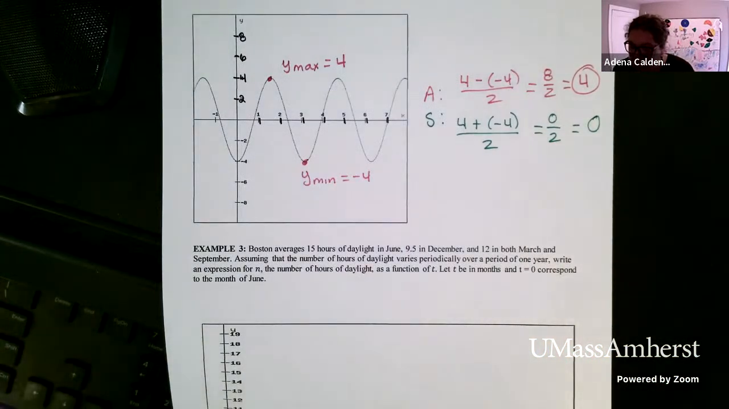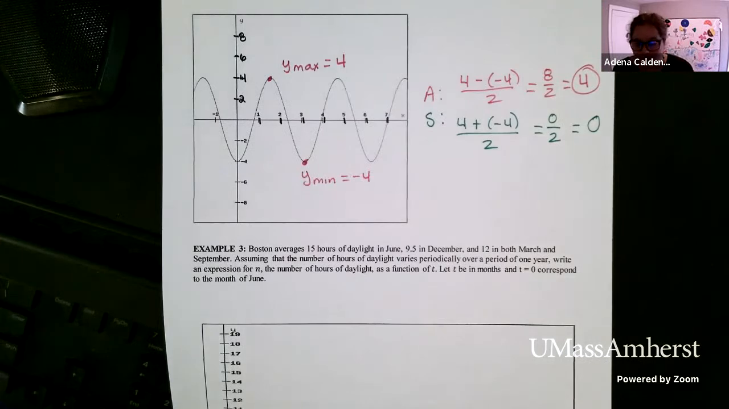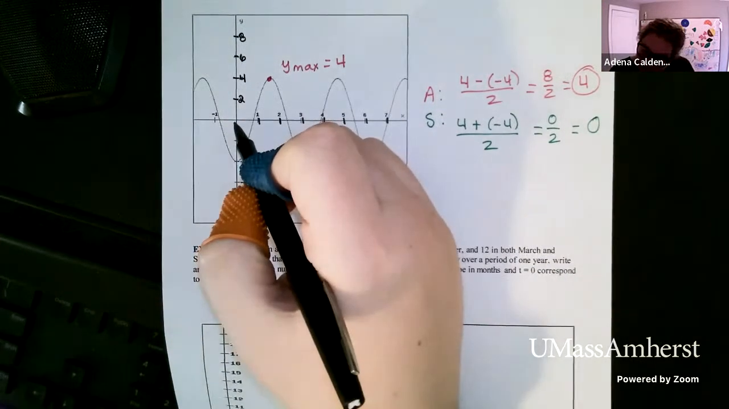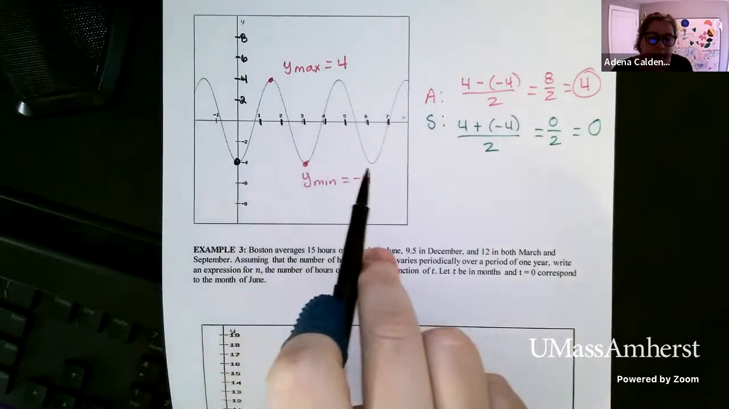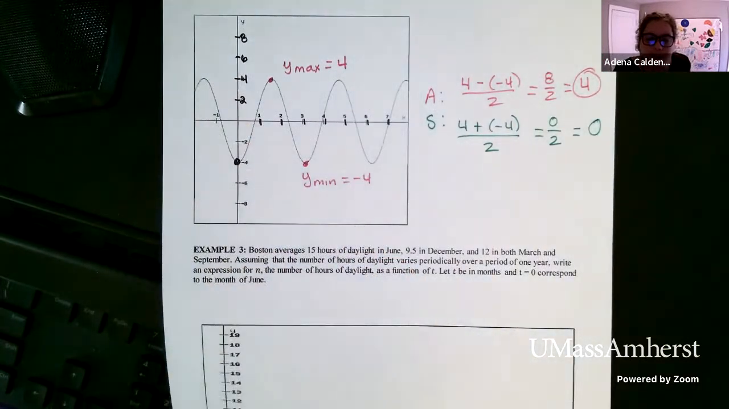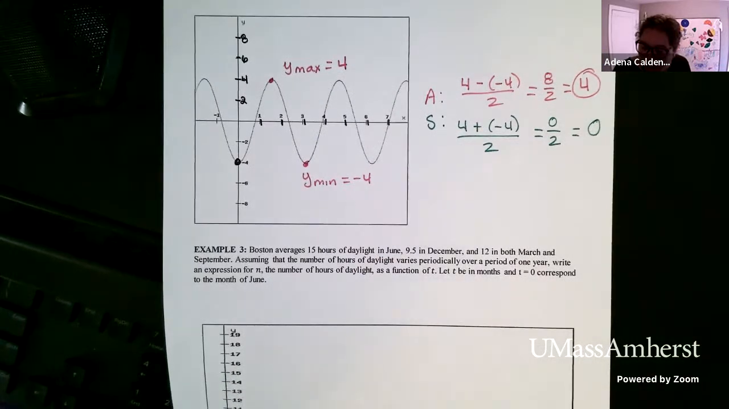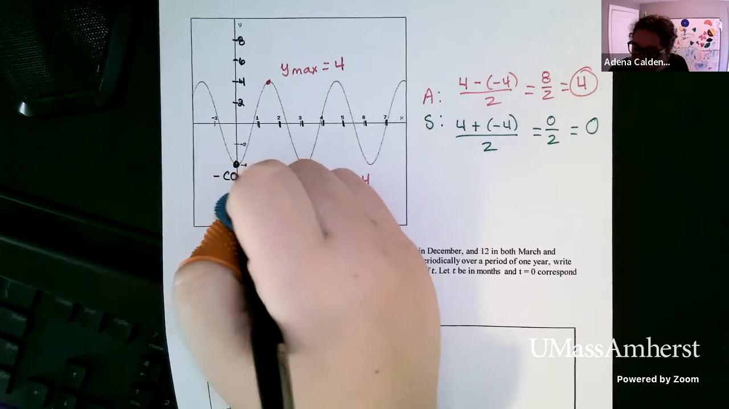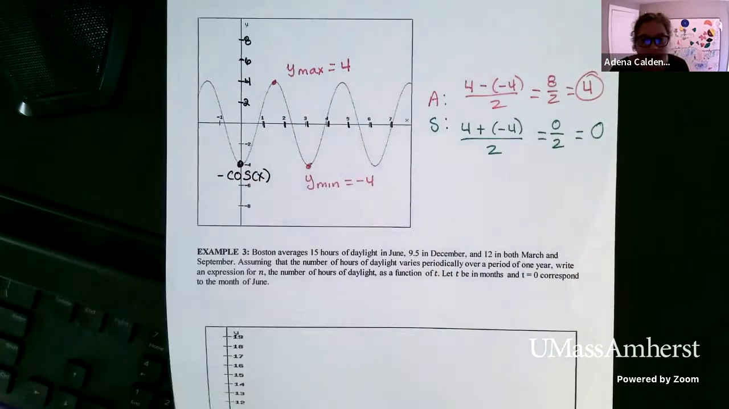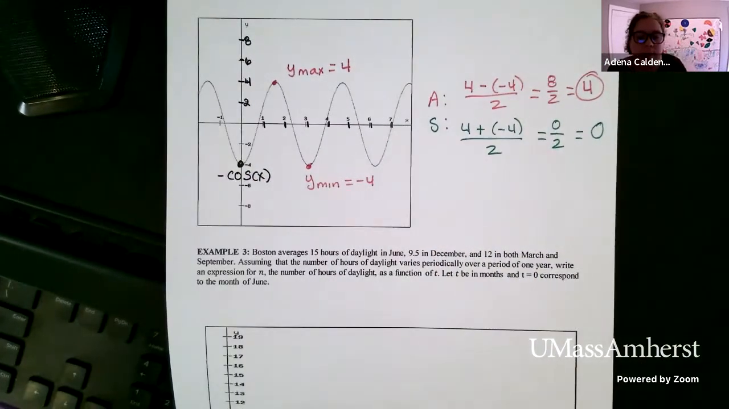And now we need to consider, is this sine or cosine? So at x equals 0, this is at a minimum. Okay, so if it's at a maximum or a minimum, we have some version of cosine. And since it's at a minimum, that tells me I have some version of negative cosine. Okay, so a maximum is positive cosine, a minimum is negative cosine.